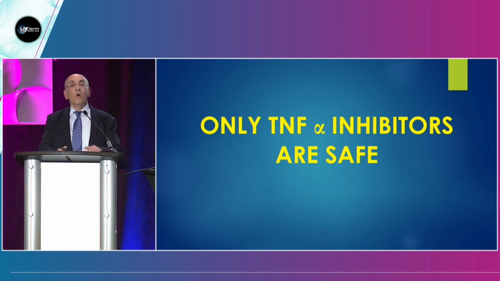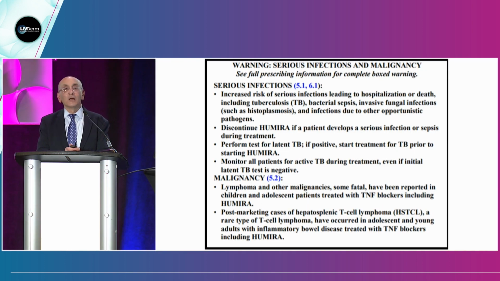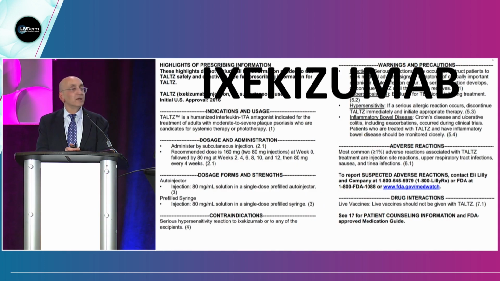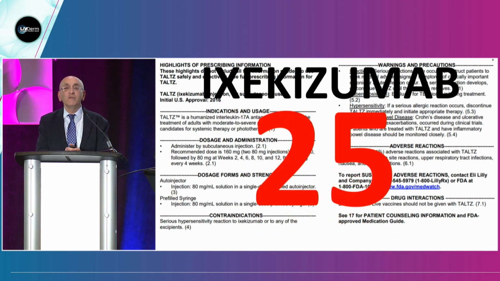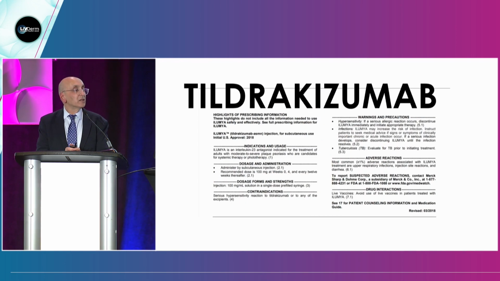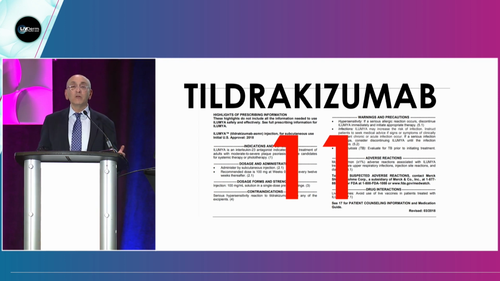Next, only TNF-alpha inhibitors are safe. So I give a lot of lectures, I talk to people, and everybody says, we feel so much more comfortable with TNF-alpha inhibitors. Why? Well, because we feel it's safe. Is it? This is actually the Humira package insert, 101 pages. Guess what? This is the ixekizumab package insert, 25 pages. Secukinumab package insert, 19 pages. Tildra, IL-23, 11 pages. So the new drugs, I think they are much safer and much more effective.